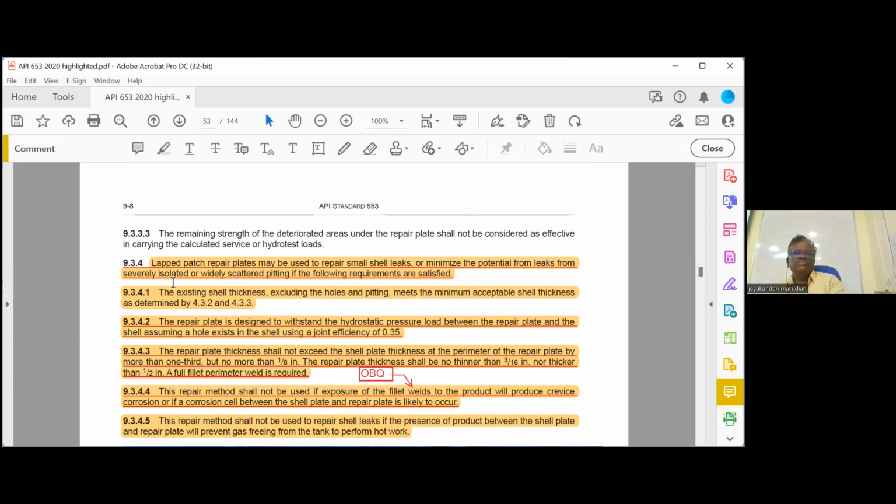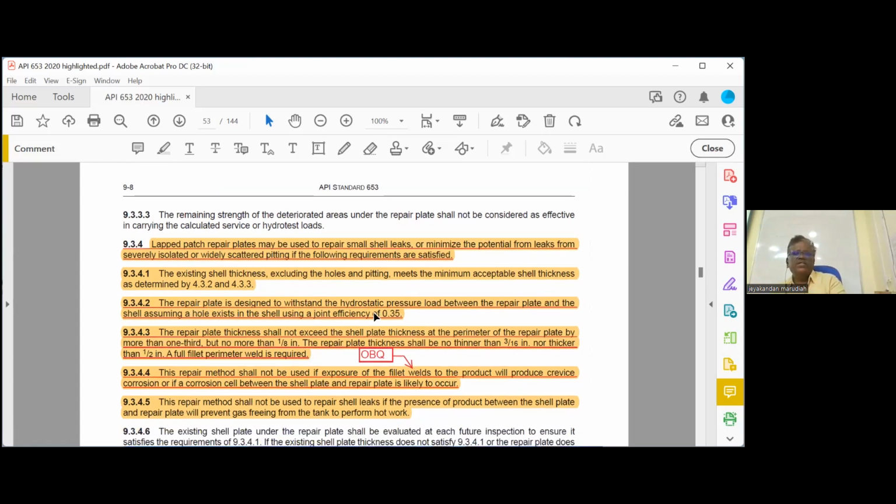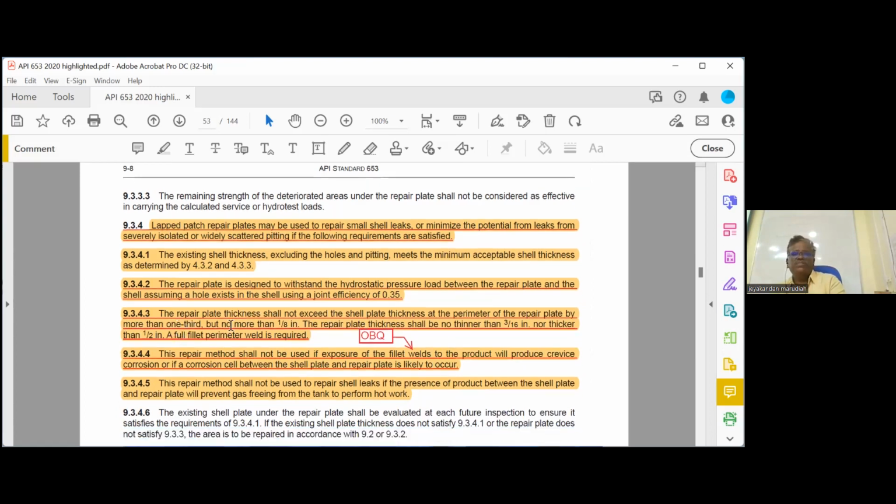Then 9.3.4. Lapped patch repairs may be used to minimize small leaks. Also, we can use a lap patch. Same, it will repair. 9.3.4 to repair, joint efficiency 0.35. Again, repair thickness shall not exceed the parent by more than 1/3. The repair plate shall be not thinner than 3/16, not thicker than half an inch. Any lapped patch repair, please remember the maximum thickness allowed is half an inch. Minimum thickness allowed is 3/16, 5 mm.